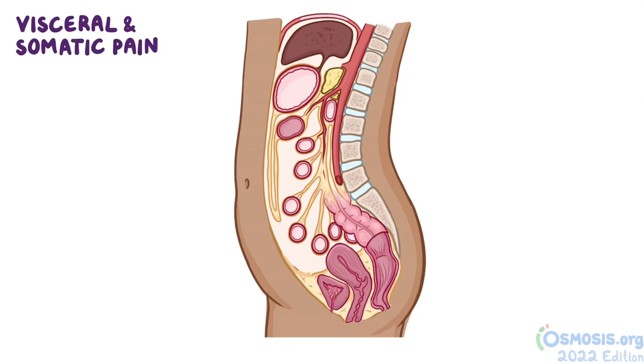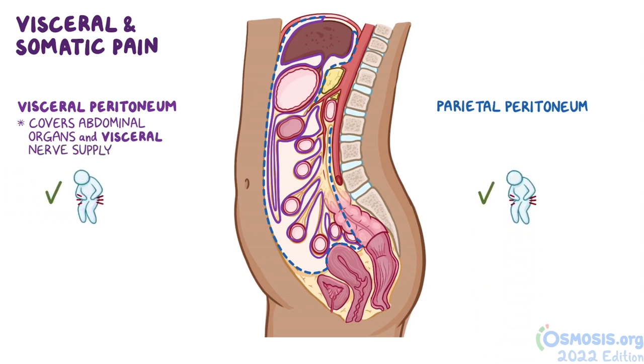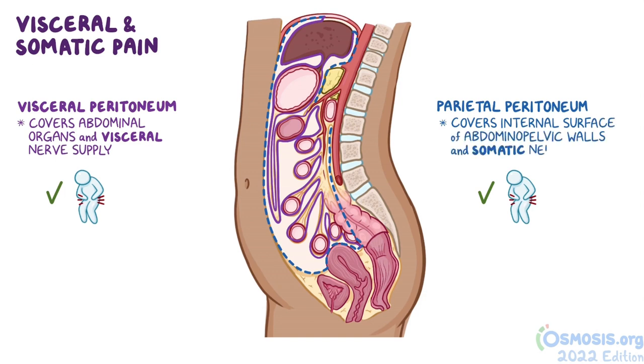The peritoneum is made up of two continuous layers, the visceral peritoneum and the parietal peritoneum. The inner visceral layer mainly covers the abdominal organs and has a visceral nerve supply, whereas the outer parietal layer mainly covers the internal surface of the abdominopelvic walls and has a somatic nerve supply. Furthermore, both the visceral and somatic nerve supply of the peritoneum sense pain during different clinical conditions. However, the way in which they sense pain is different.